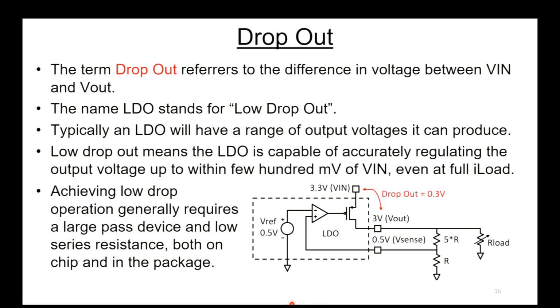The dropout. The term dropout refers to the difference in voltage between the input and the output. And the name LDO stands for low dropout. Typically an LDO will have a range of output voltages it can produce. And that means the LDO is capable of accurately regulating the output voltage up to within a few hundred millivolts of VIN. So very close to VIN. In the example here, we're only 300 millivolts away from the input voltage. So we're getting pretty close.